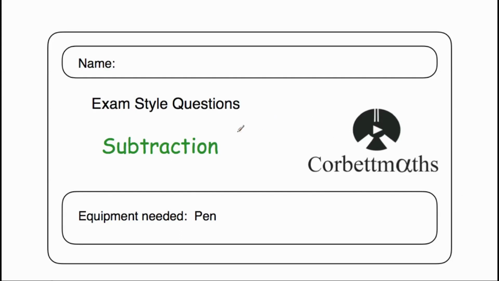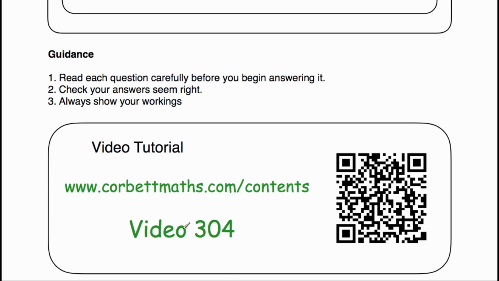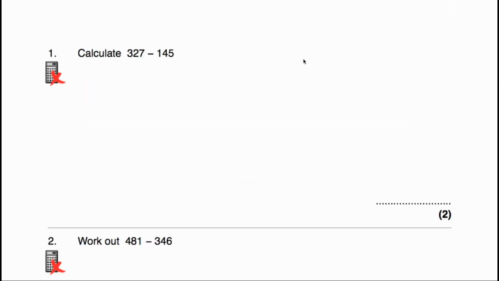In this video, I'm going to look at the video solutions to the subtraction practice questions. If you need any extra help on subtraction, go to corbettmaths.com and go down to video 304, there's a video tutorial there on subtraction. Alternatively, you could scan this QR code and it'll bring you straight to the video. Okay, let's get started.